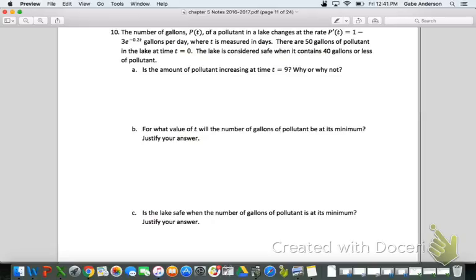So can you guys confirm or deny that? Go ahead, use your calculators. This is definitely calculator active. Let's confirm or deny that the amount of pollutant is increasing at T equals 9. You want to know why or why not, so we'll need some numbers and some reasoning to back this up. It's positive. We'll check Austin's number in a second.